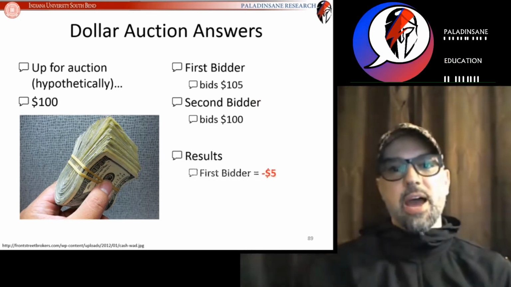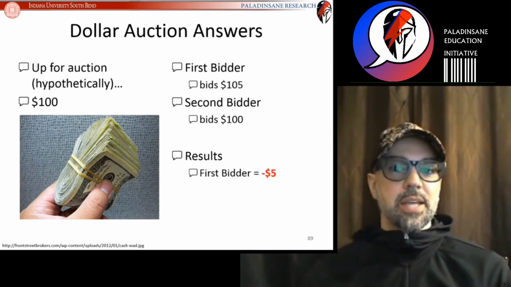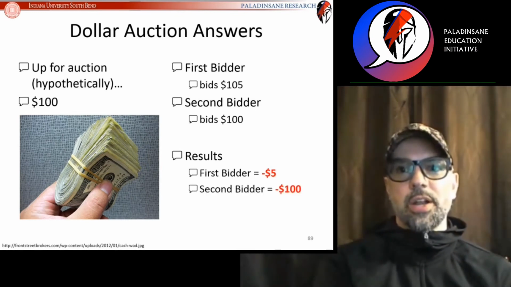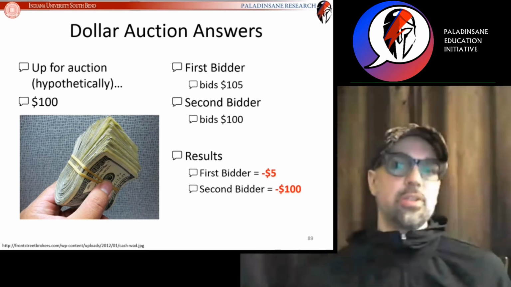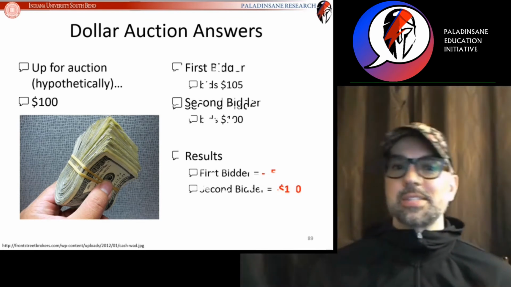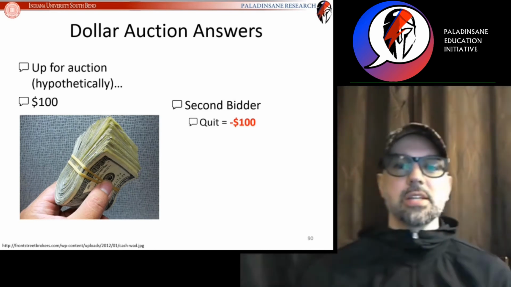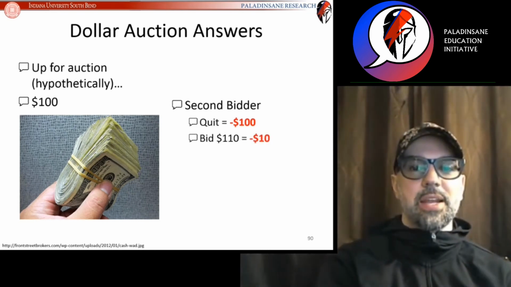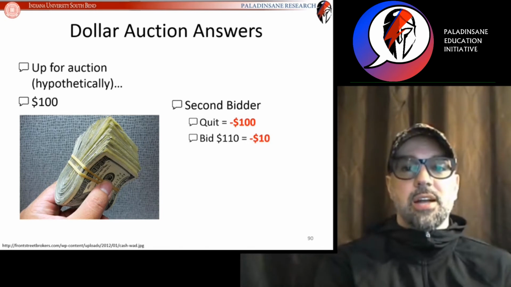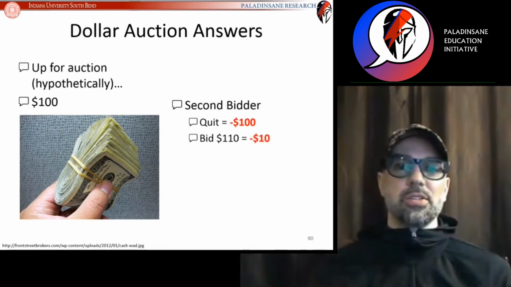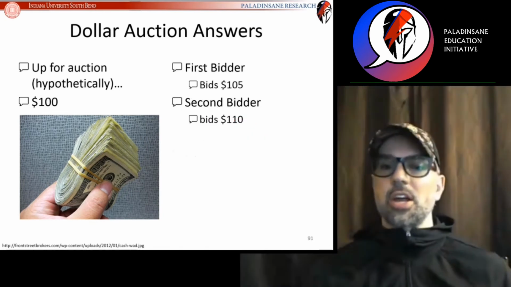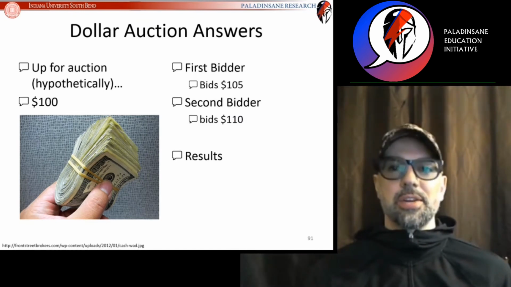and if the auction ended here, the first bidder would be out $5, the second bidder would be out $100. And I'm sure by now you can see the pattern. The second bidder is going to say, oh my gosh, if I quit, I'm down $100. But if I come over the top again and I bid again, I'm only going to be losing $10. Losing $10 is better than losing $100, and they're going to come over and they're going to bid $110.